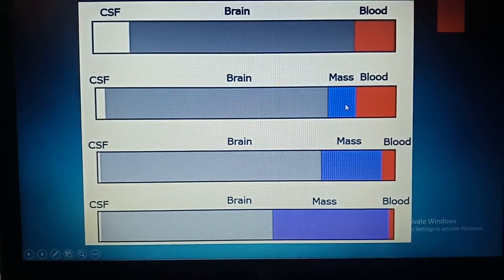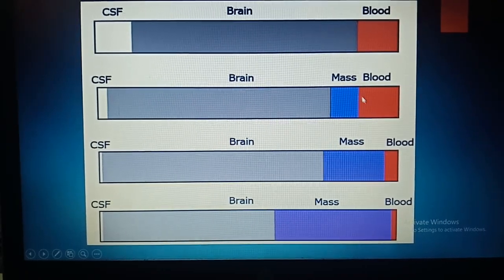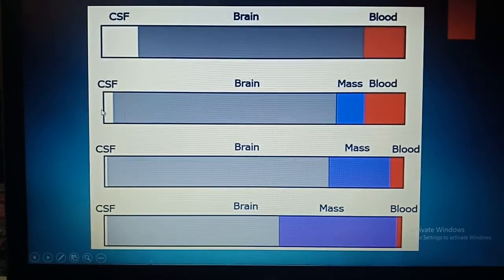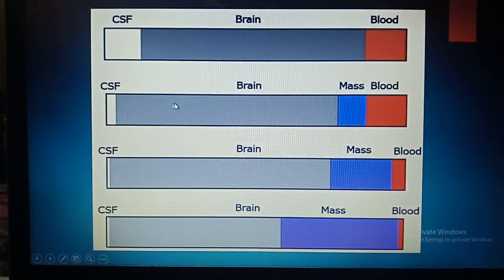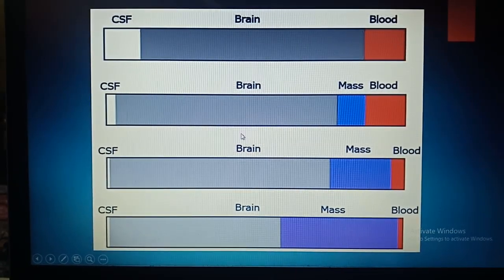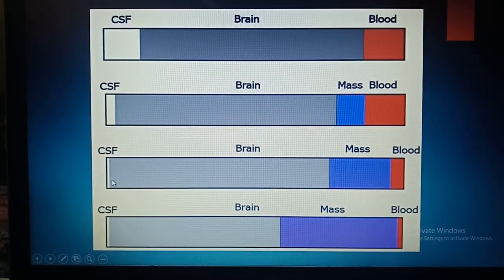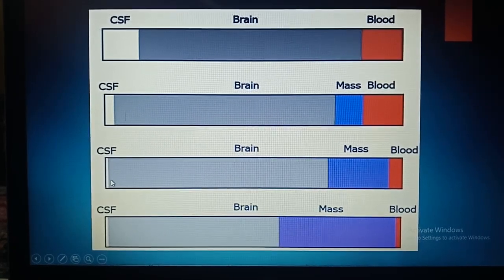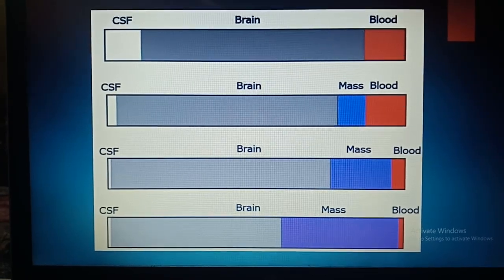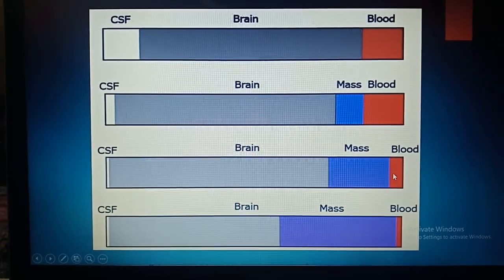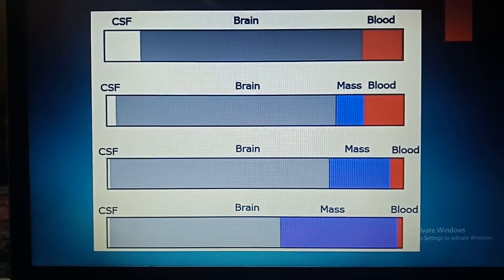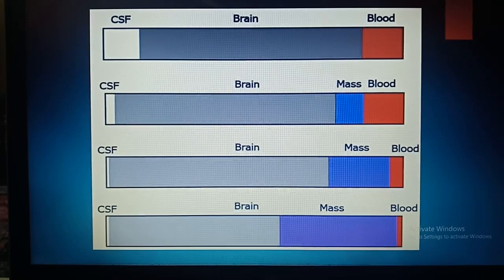Whenever there is a mass within the cranial cavity, shown in blue, compensation occurs by a decrease in one of the cranial constituents. Initially, it is the CSF that decreases in order to accommodate that mass. Afterwards, once the CSF has contributed its part in the compensation, comes the blood, the cerebral blood volume, which decreases in order to compensate when the mass enlarges further.